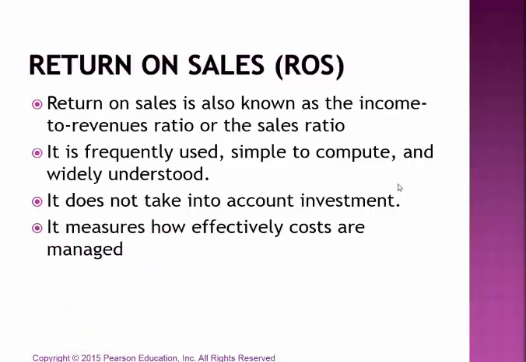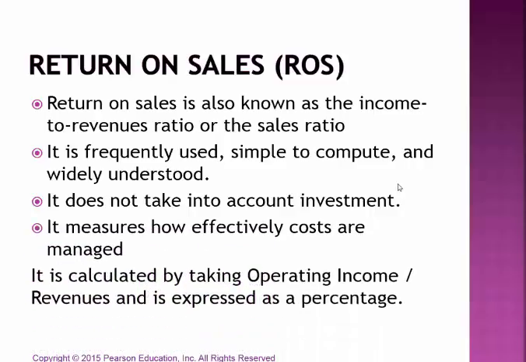It measures how effectively costs are managed. I believe I've already mentioned that. It is calculated typically by taking operating income or net income and dividing it by revenues, and it is expressed as a percentage. So for example, 500 over 1,000 would be 50%.